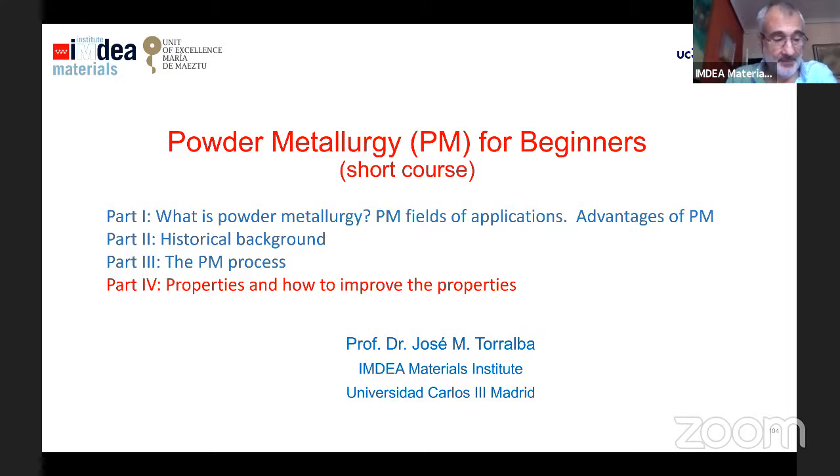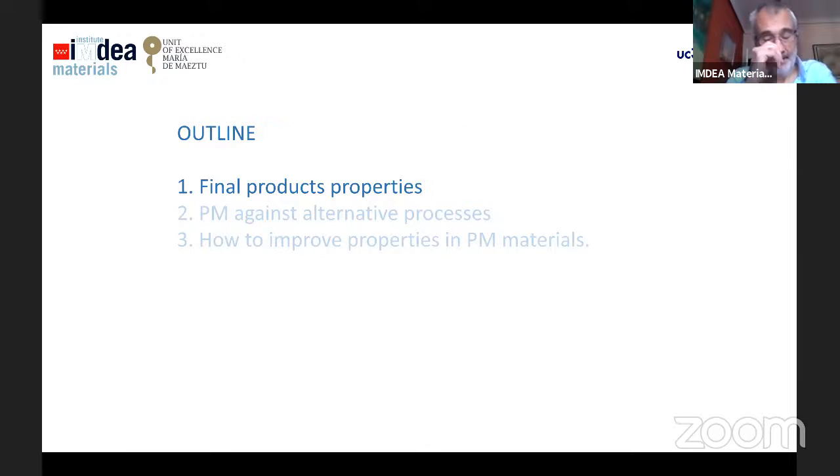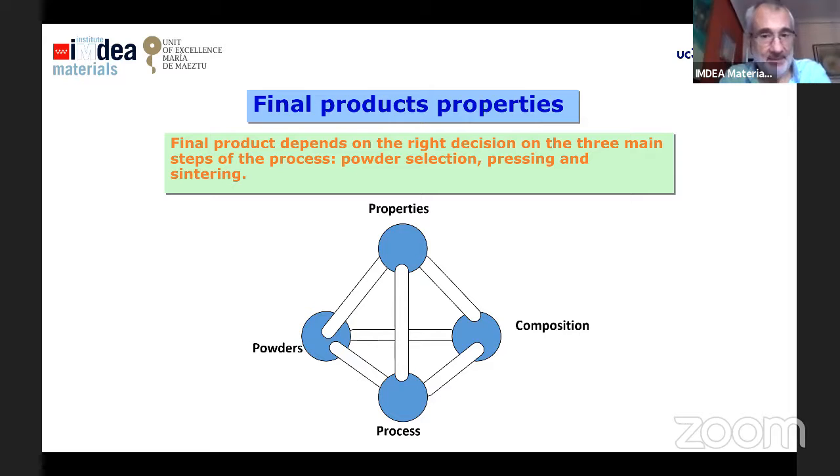people think of powder metallurgy as a technology that can produce cheap parts, long series parts, but not with high performance properties. So first, I wish to talk about what final properties we can expect from a PM part. At the end, this depends on the right decision on the 3 main steps of the process: powder selection, pressing, and sintering. And in some cases, pressing and sintering will happen at the same time.